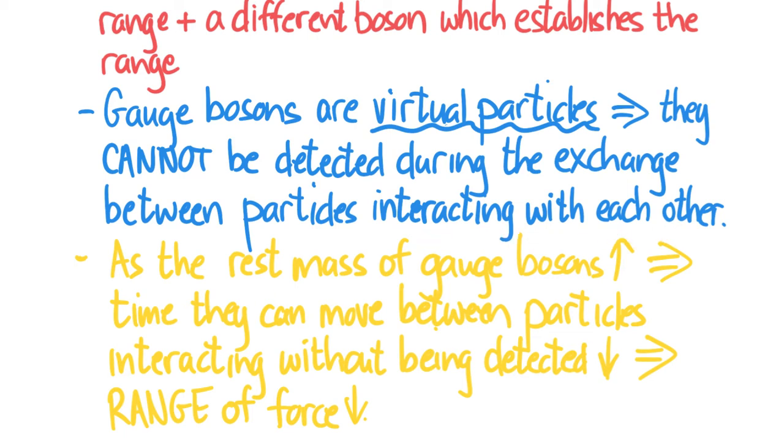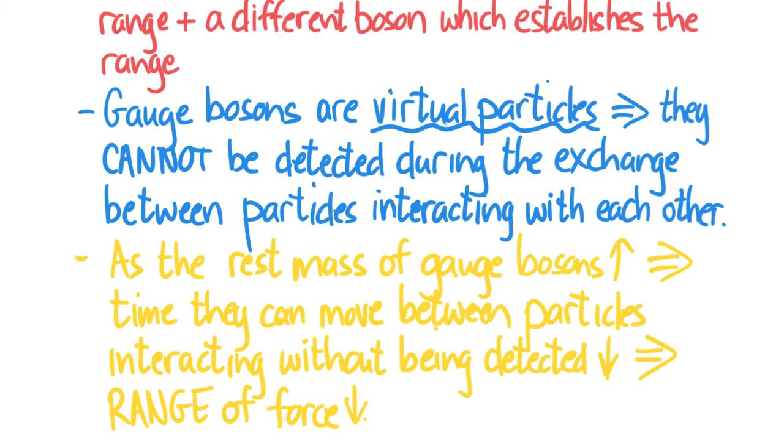So as the rest mass of these gauge bosons increases, it implies the time that they can move between interacting particles without being detected decreases. So the heavier the gauge boson, the shorter the range, so that they remain undetected. So there's an inverse proportionality, or negative relationship, with the rest mass.